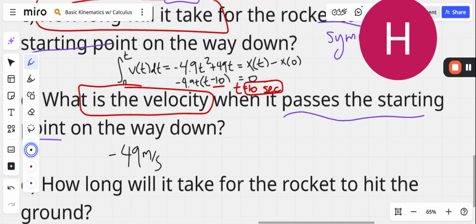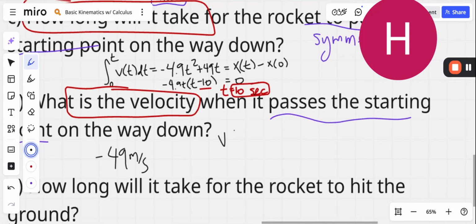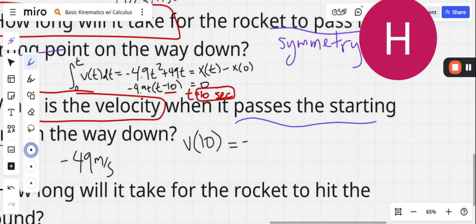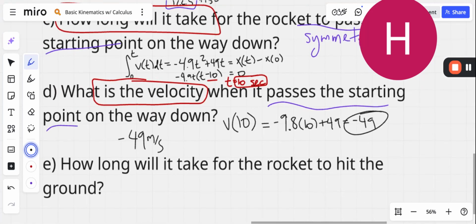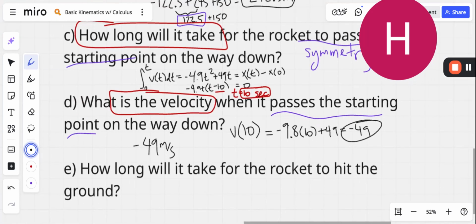Now, if we wanted to solve that, we could just plug it into the v of t equation. We already have an equation for v of t. We would plug in the time that we just got, and we would have negative 9.8 times 10 plus 49, and that also gives us negative 49. So you can do it by plugging it into the function for v, using integrals, using calculus, or you can just sort of logic this one and again exploit the symmetry of the motion of this object.